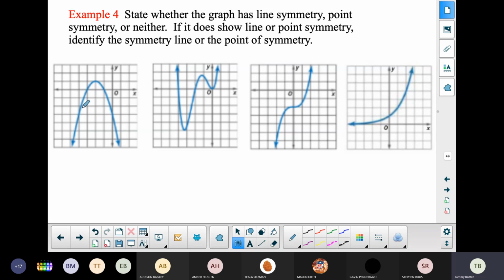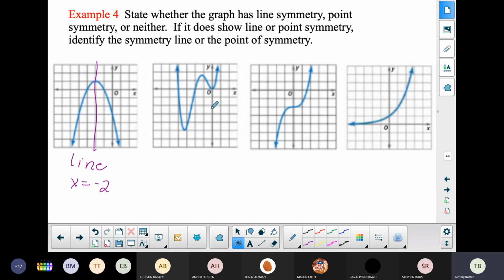Then example 4 is asking us, does this have line symmetry, point symmetry, or neither? If you look at the first one here, this has line symmetry. And so we would just say line. And then you have to name this line. Remember, we do that with x equals, and it's x equals -2 there.